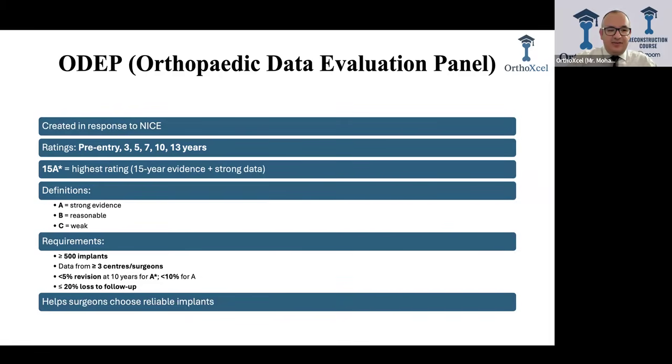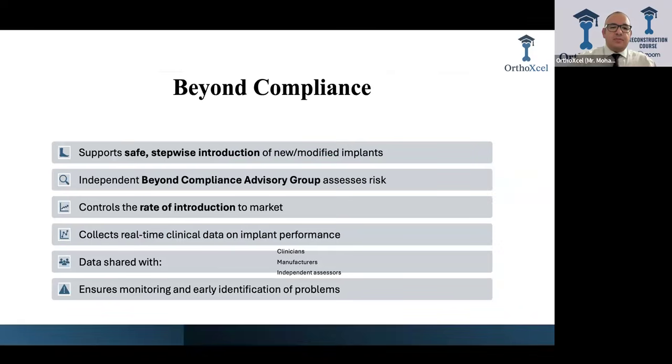So the ODEP rating is basically the ID of the implant. So you need to use an implant with a good ID, which means a good ODEP rating, which says that this implant has a long survival, has lower revision, and is supported by strong evidence. Okay, so beyond compliance, this is not only for us to understand the ID of the implant, but it also supports a safe and stepwise introduction for new and modified implants.